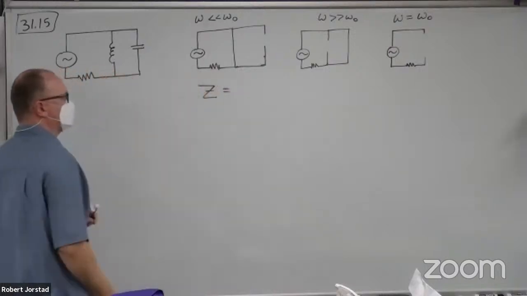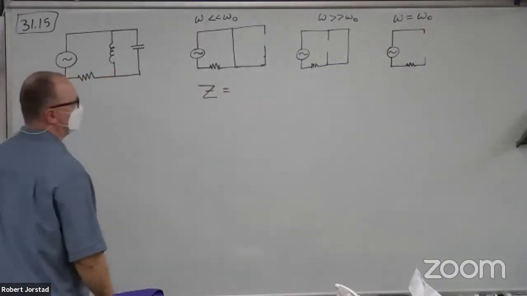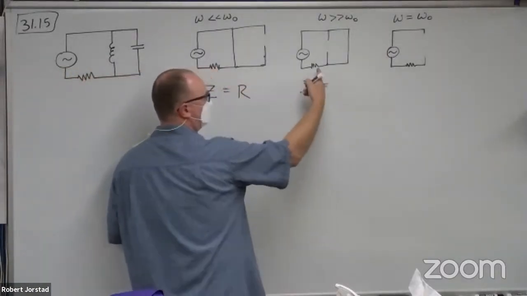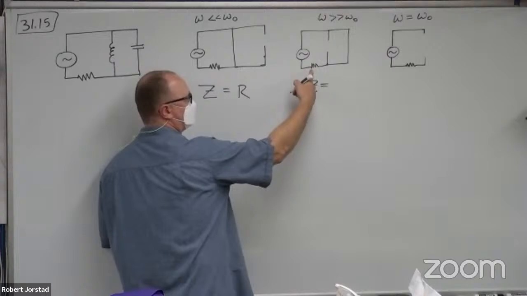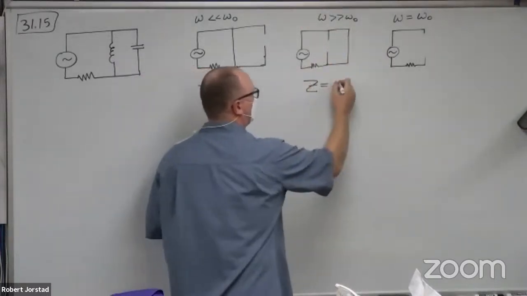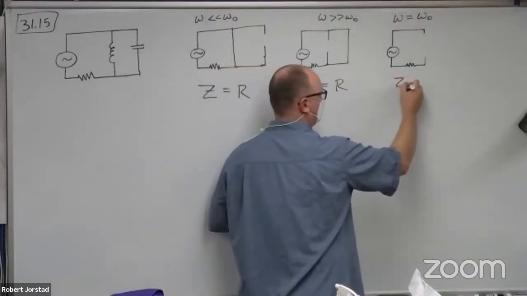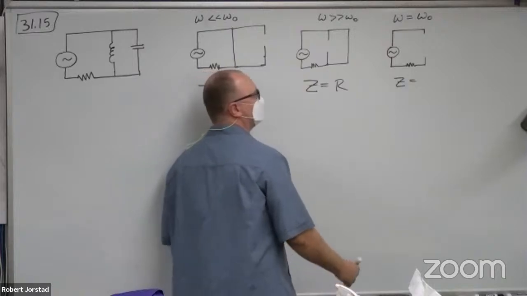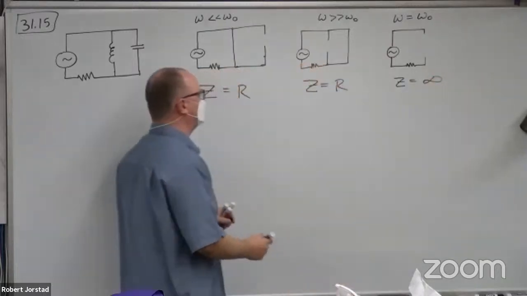What's the value of Z in this plot? R. How about in this one? What's the value of Z for this one? R. And then what's the value of Z for this one? Total ohms is big or small? Infinity. Nice. Okay.